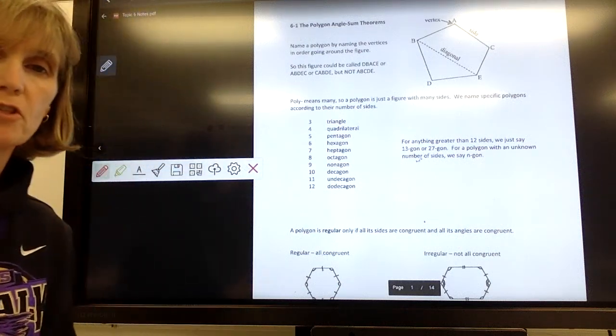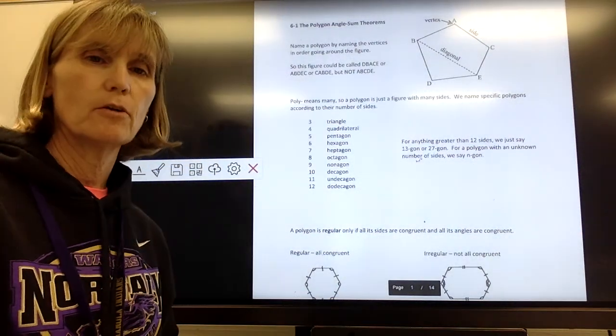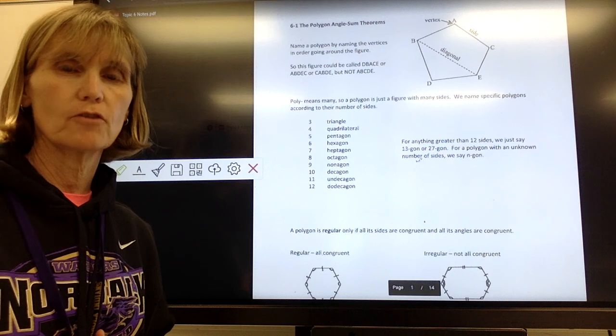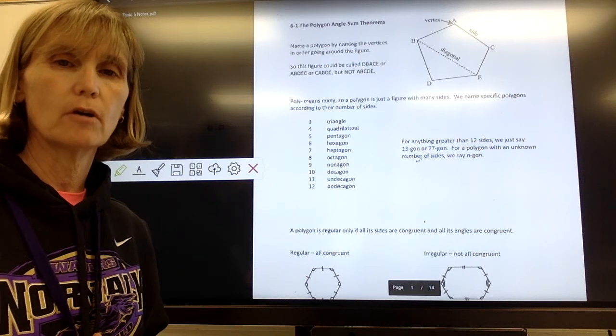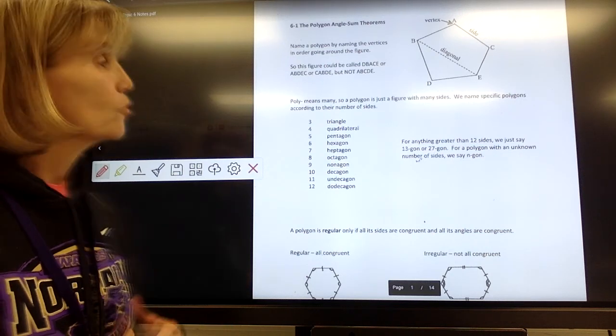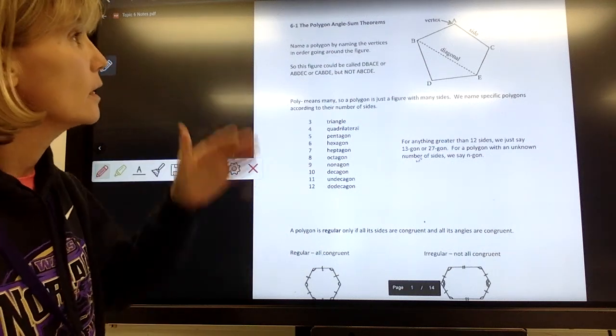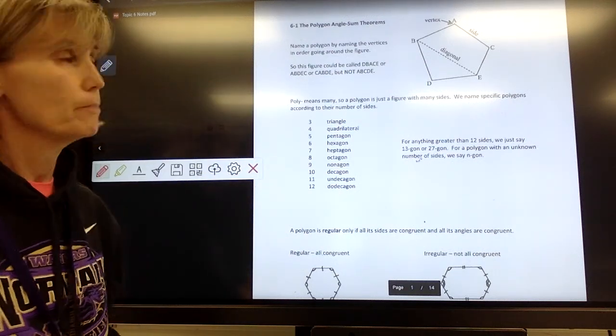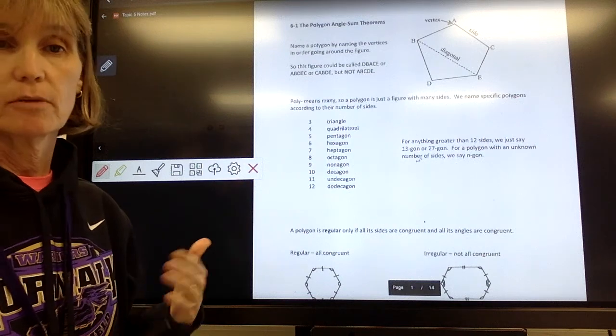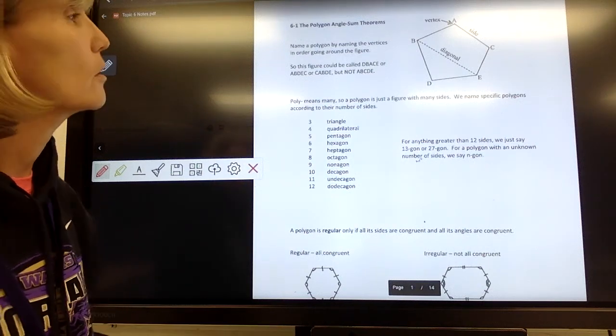Alright, we're going to start chapter 6 today, and I'm going to break this video into a couple of parts because this first unit is kind of long and lengthy. So this first part here, it says the Polygon angle sum theorem. And actually angle sum theorems, it's plural. There's two theorems that we're going to look at.